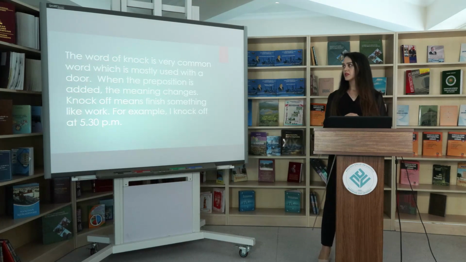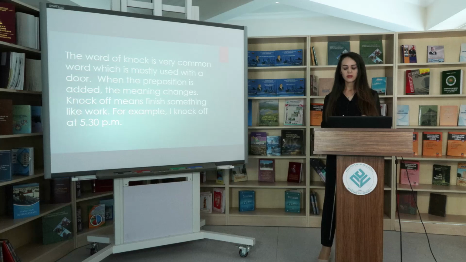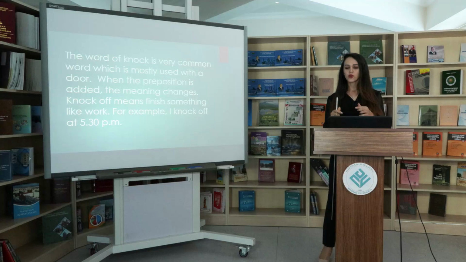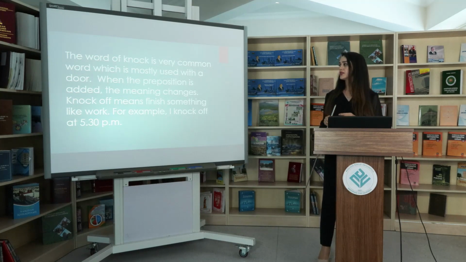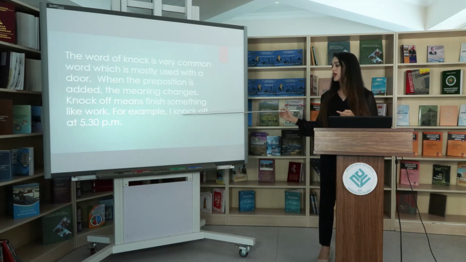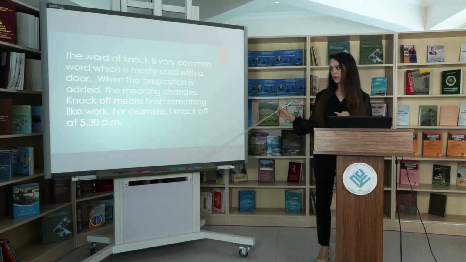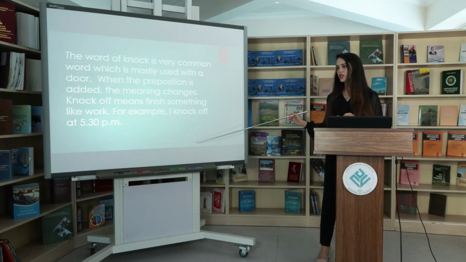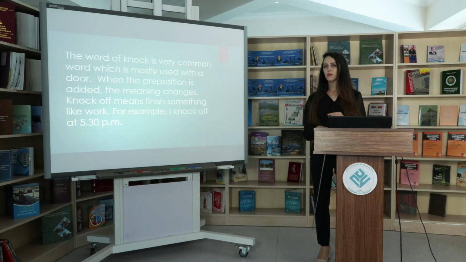And when it comes to our today's advanced phrasal verb knock off, you should know that when we add off to the verb knock, it means finishing something. For example, this advanced phrasal verb is always used in the context of work. For example, I can say, I knock off at 5:30 p.m. So here I also can substitute this sentence with finish. It means that I finish my work at 5:30 p.m.